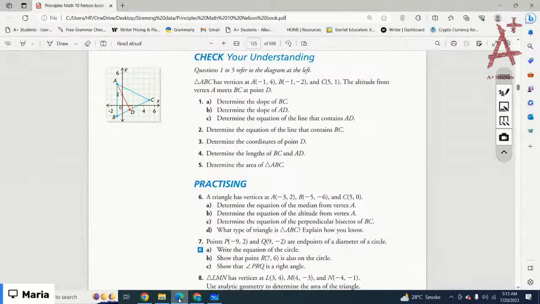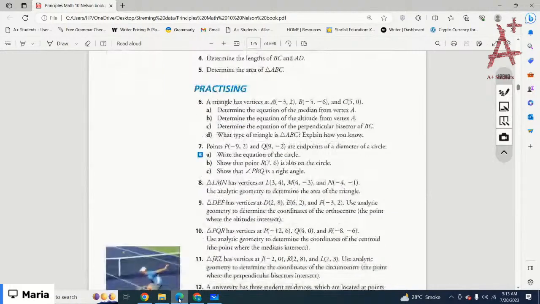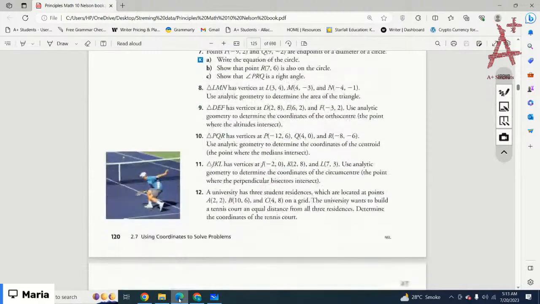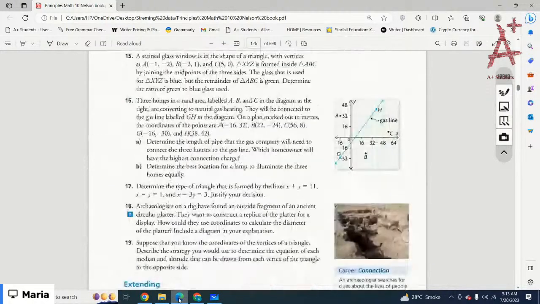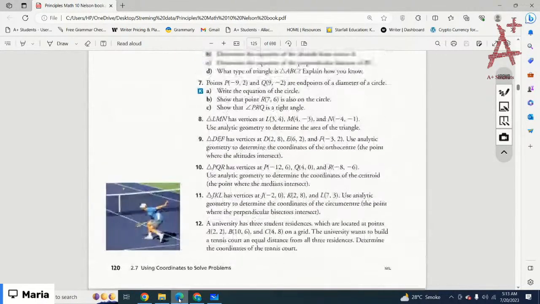Okay, you can do parts B, C, and D by yourself, because we have already done the altitude and the perpendicular bisectors in the lessons we did earlier. Let me see which question we are going to do. So many questions, and we have very limited time.